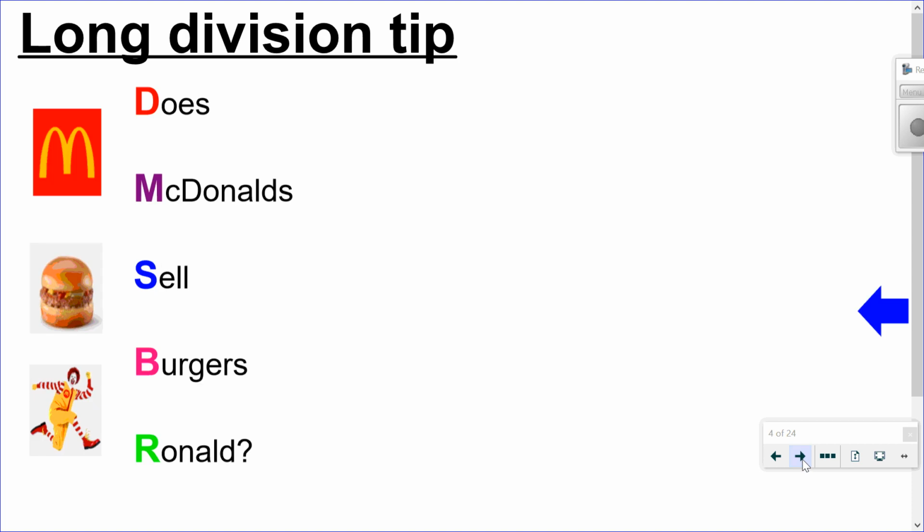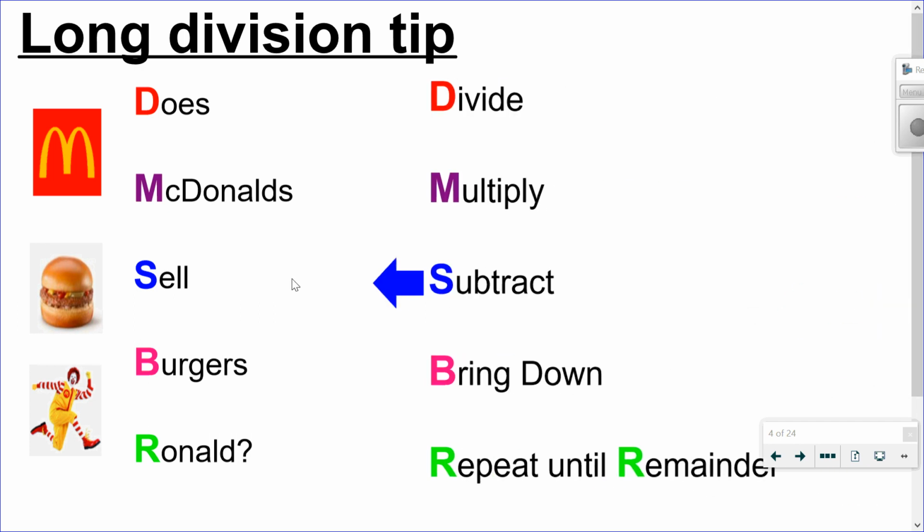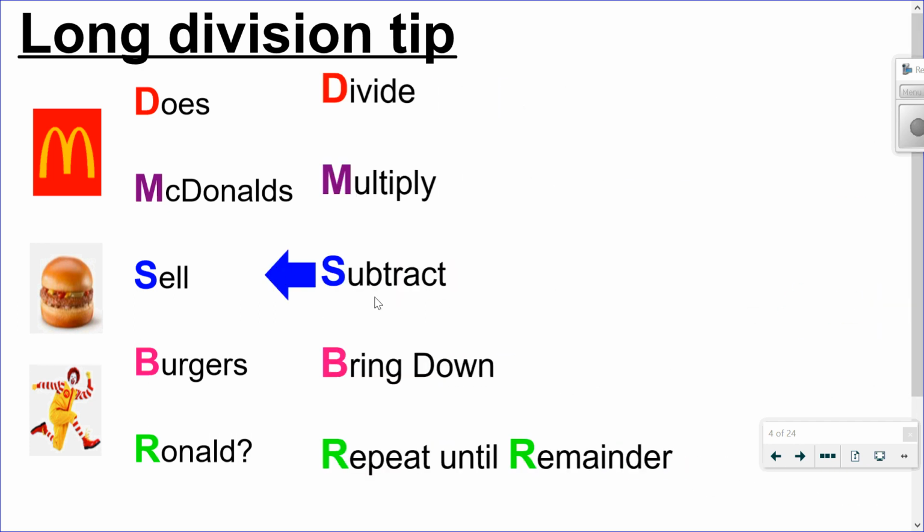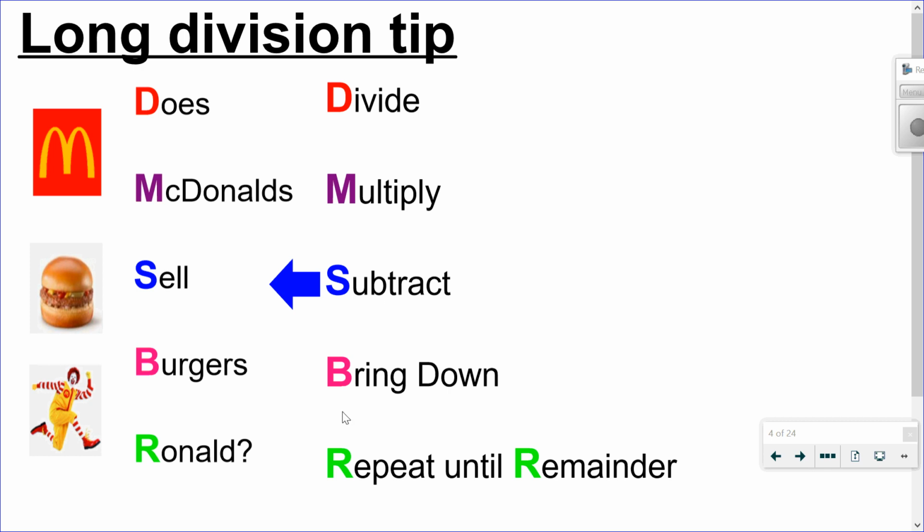So let's look at long division. A little acronym that I use to help, especially my elementary students, learn or remember the steps for division is, does McDonald's sell burgers, Ronald? That acronym really stands for divide, multiply, subtract, bring down, and repeat until remainder. So I'm going to use these steps when I'm doing my division.